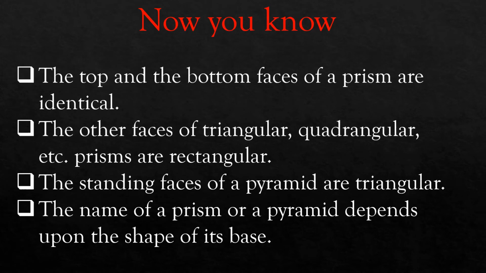Now you know that the top and the bottom faces of a prism are identical, and the other faces are triangular, quadrangular, etc. So the side faces of a prism are rectangular. The standing faces of the pyramid are triangular, and the name of the prism or the pyramid depends on the shape of its base.